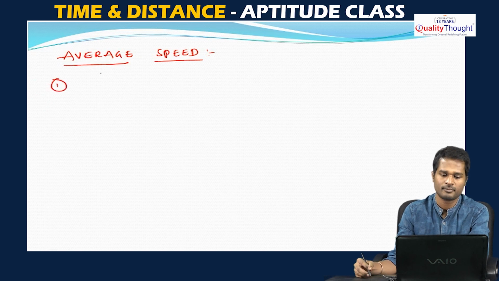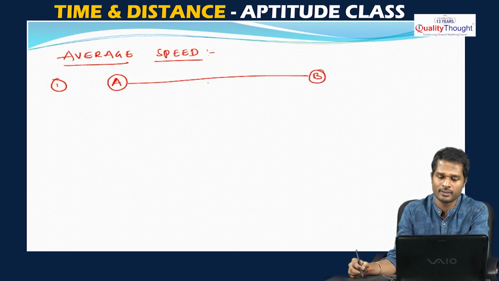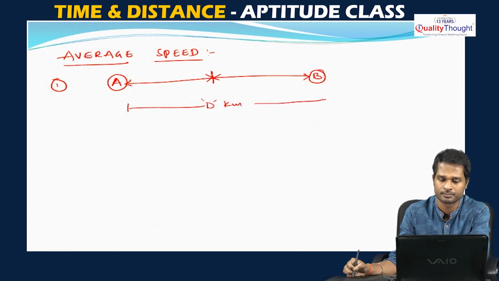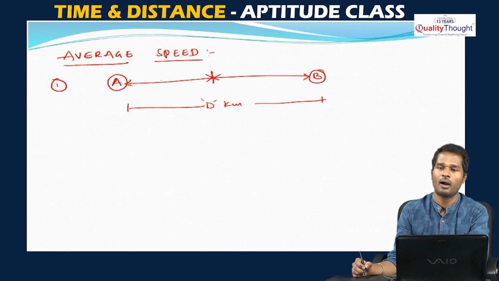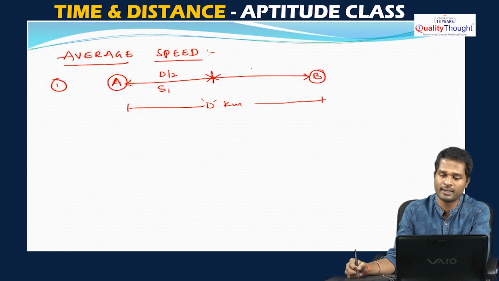Let's see, a person traveled a total distance. For example, A and B are two places. In this, a person traveled the first half of the distance. For example, think the total distance is d kilometers, and a person traveled the first half of the distance, d by 2, with the speed s1, and the next half of the distance, d by 2, with the speed s2.